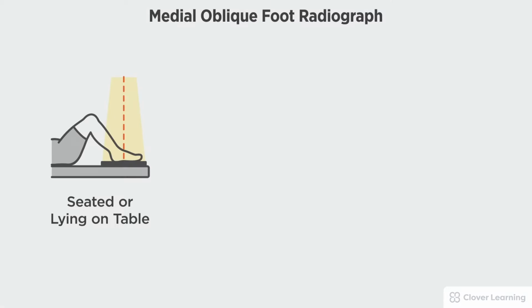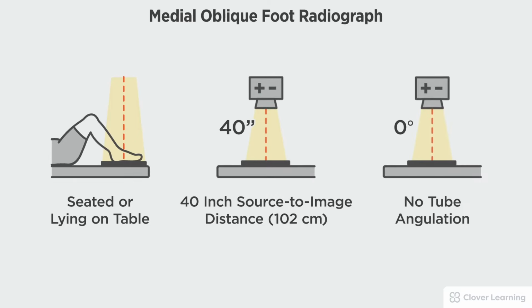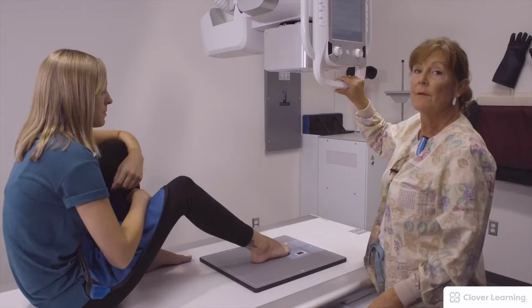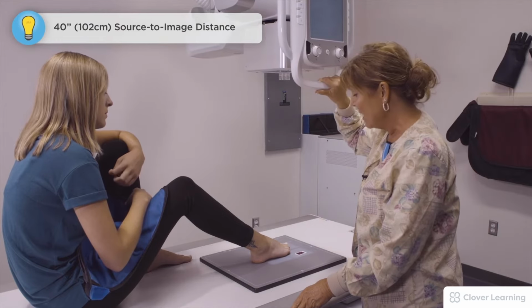In this view, we will be demonstrating the medial oblique foot. The medial oblique foot should be performed with the patient seated or lying on the radiographic table, with the image receptor placed tabletop, a 40-inch source-to-image distance, and no tube angulation. For the medial oblique, there is no angle. It's still at 40 SID.